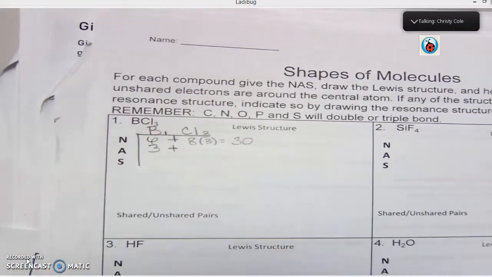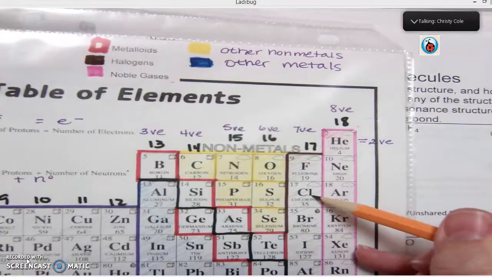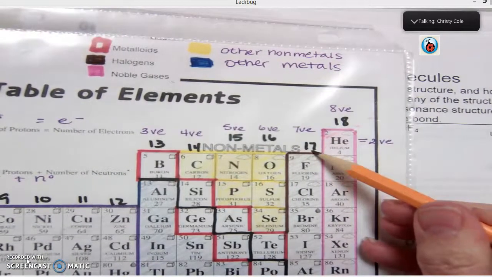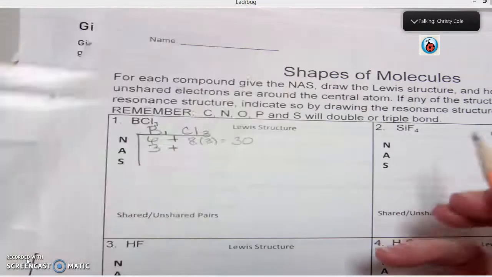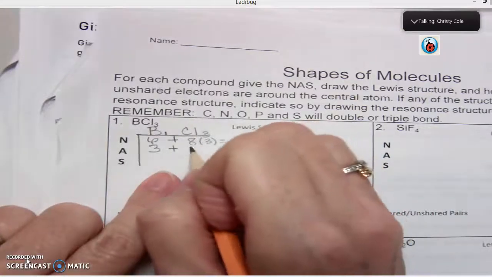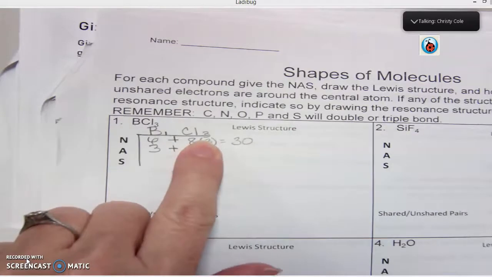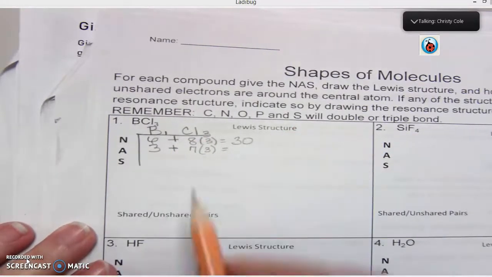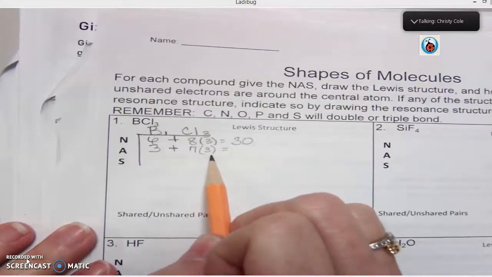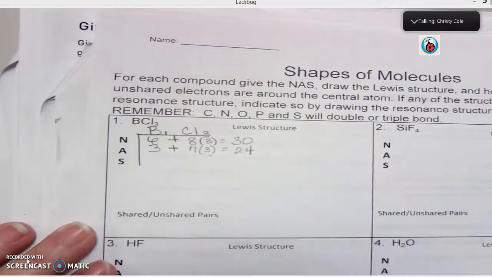Plus, I've got this chlorine. Let's find Mr. Chlorine. Here's Mr. Chlorine right here. He is in group 17, so he has 7 valence electrons. So I'm going to put 7, but again, I need to multiply by 3 because there are 3 chlorine atoms in our formula. Again, we're going to do our math. 7 times 3 is 21, plus 3 is a total of 24.